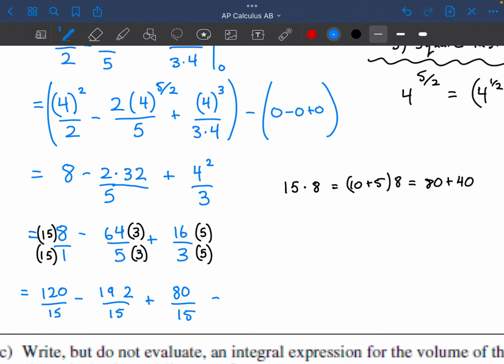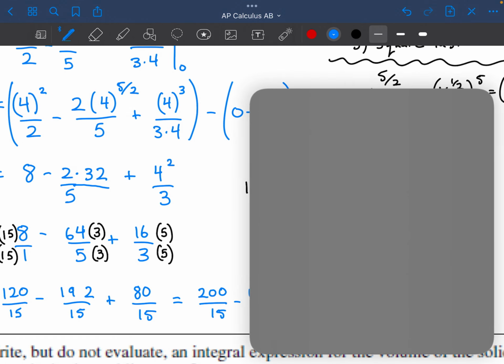So this problem is going to be equal to, I'll show my work a little bit, 200 over 15 minus 192 over 15, which is 8 over 15. 8 has factors of 2 and 2 and 2. 15 is just 3 and 5. So I can't simplify this at all. And that's my final answer, 8/15. Let's go ahead and box it.